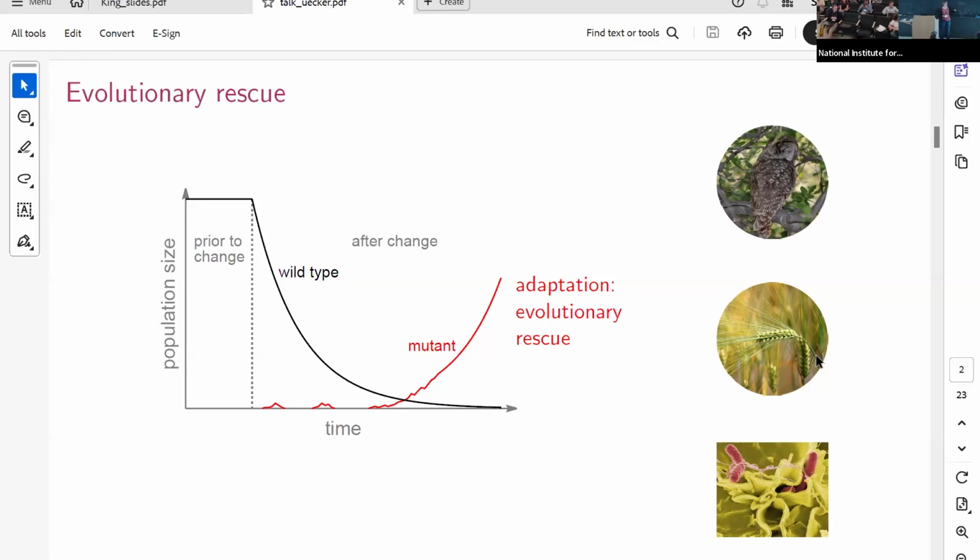You can see this here. It appeared 2 times, but it just got lost again. And only the 3rd time it appears, the population really got rescued.